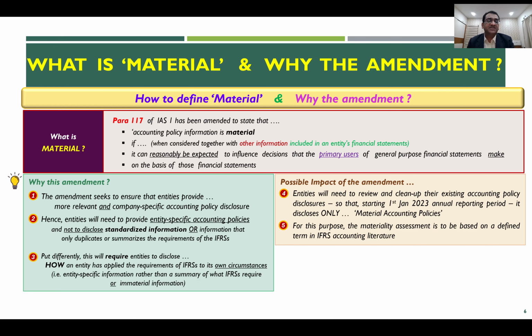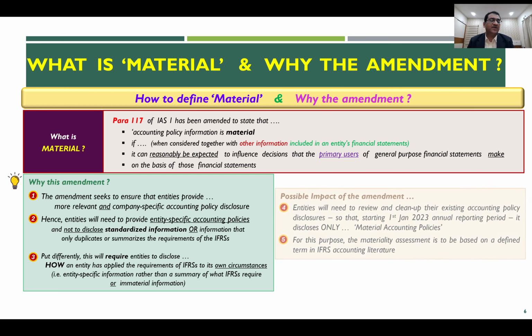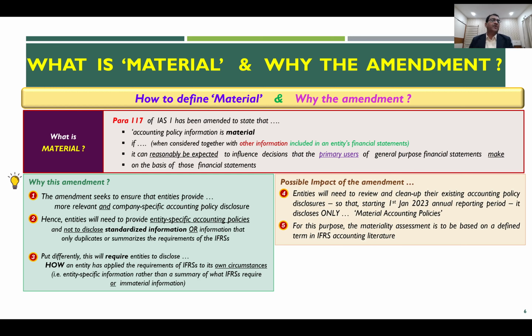From an IFRS perspective, starting 1st of January 2023, annual reporting period starting 1st January 2023, these material accounting policies only now need to be disclosed. And therefore, the entities which have so far been disclosing significant accounting policies need to relook at them, and then ascertain out of those which policies are actually material that really need to be disclosed from the annual reporting period starting 1st January 2023.